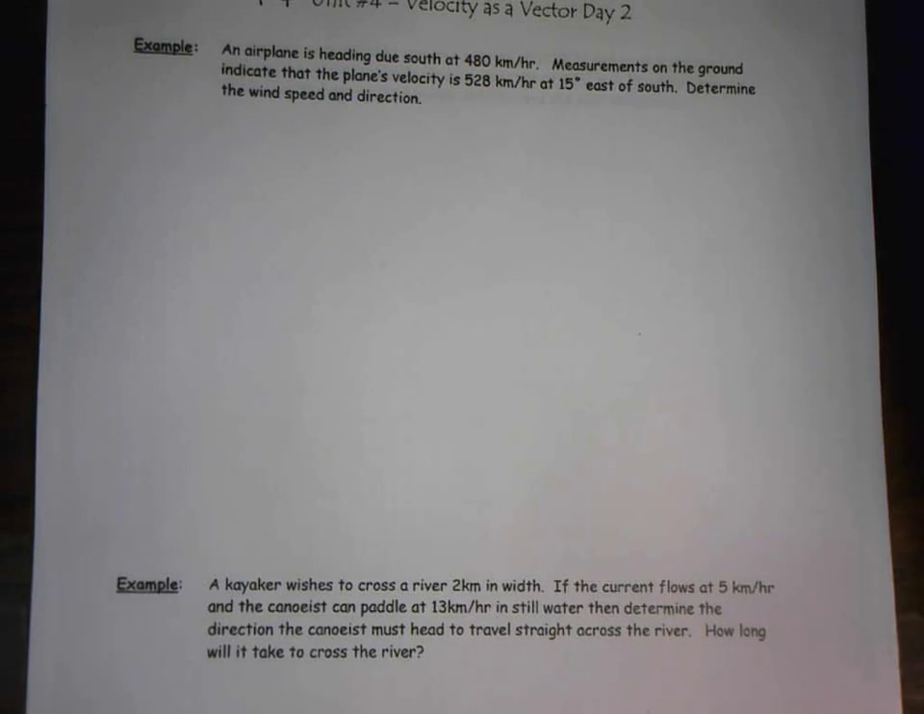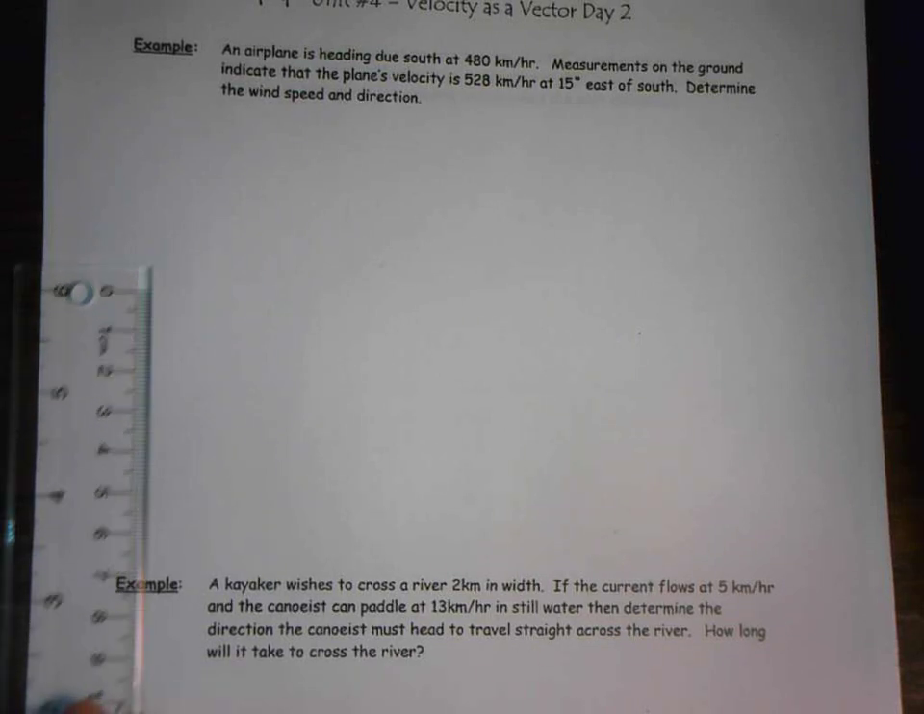So we're going to start off with this example where an airplane is heading due south at 480 kilometers per hour. Measurements on the ground indicate that the plane's velocity is 528 kilometers per hour at 15 degrees east of south. And we're asked to determine the wind direction and the wind speed. Okay, so let's draw this out. Now for this one, I'm going to ask you to actually measure the vectors as well as the angle, and you'll see why shortly.